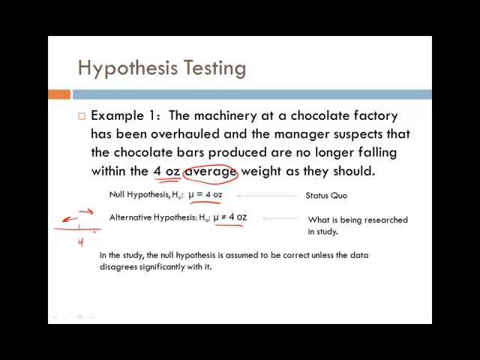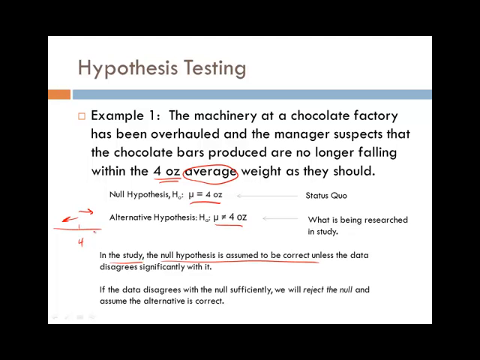So, in the study, the null hypothesis is assumed to be correct unless the data disagrees significantly with it. And the process that we use to test the hypothesis is a very dispassionate process. It is the process of statistics. That's the work that we do to generate those statistics. If the data disagrees with the null sufficiently, we'll reject the null and assume that the alternative hypothesis is correct.